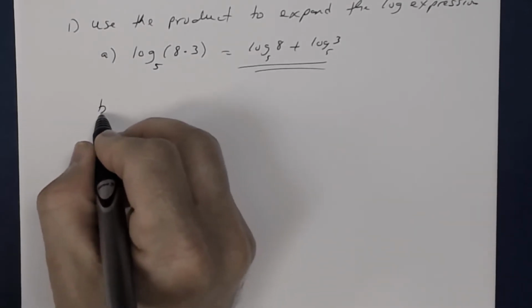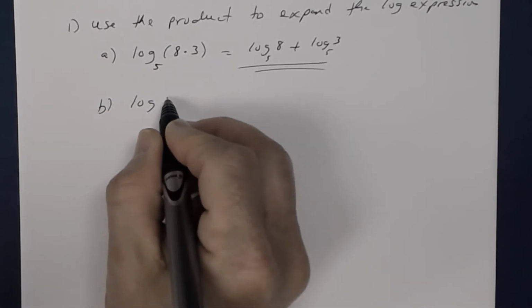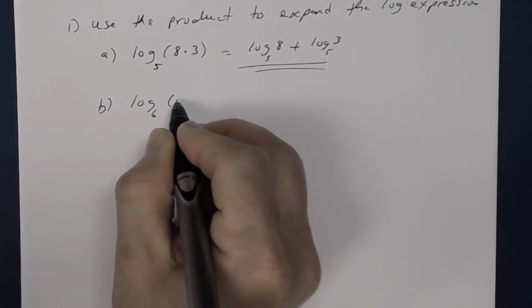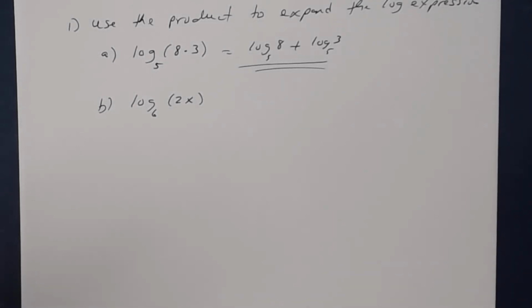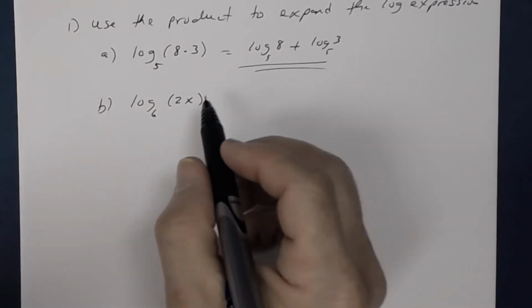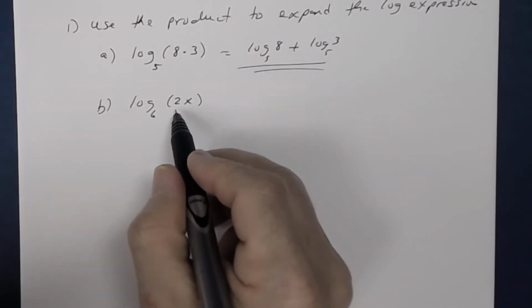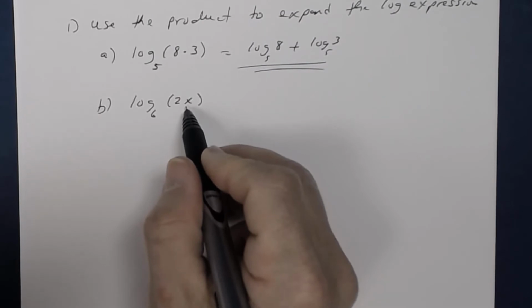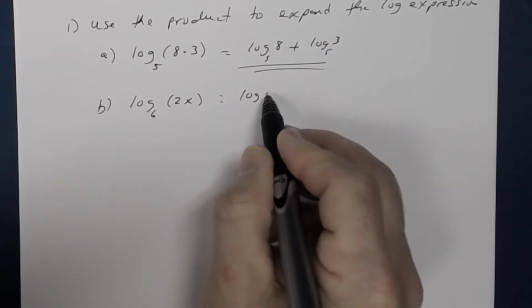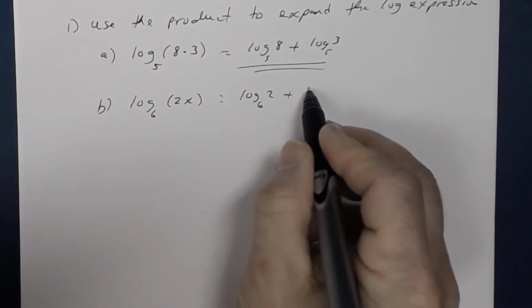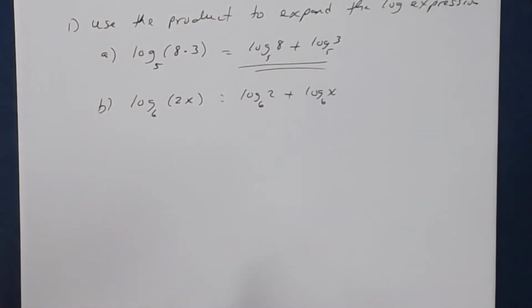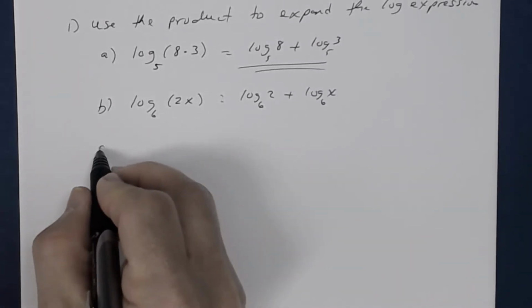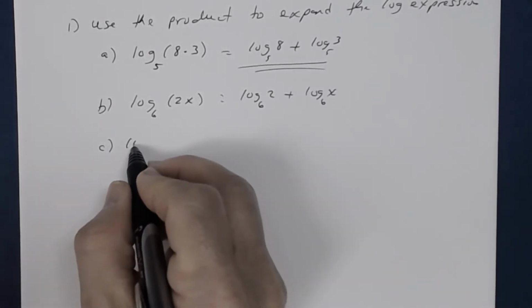Okay, next one. B, let's suppose I had the log base 6 of 2x. Well, I can use the product rule again because here's my first factor, here's my second. So it becomes the log of 2 base 6 plus the log of x base 6. All right. Number 3, C rather.